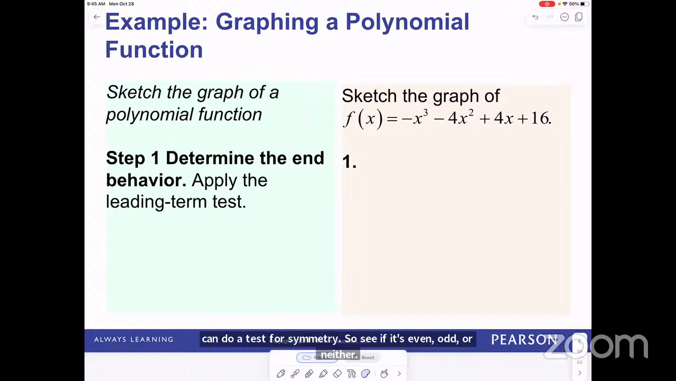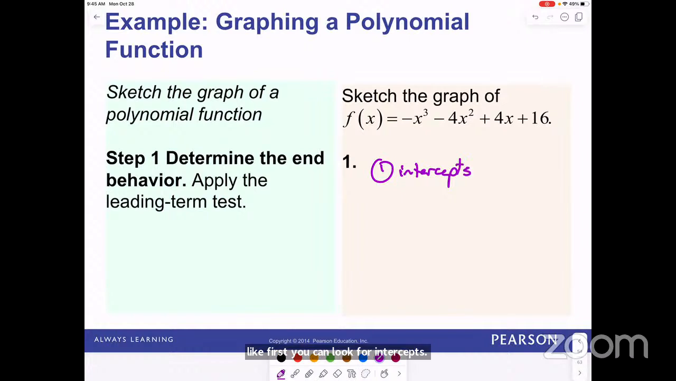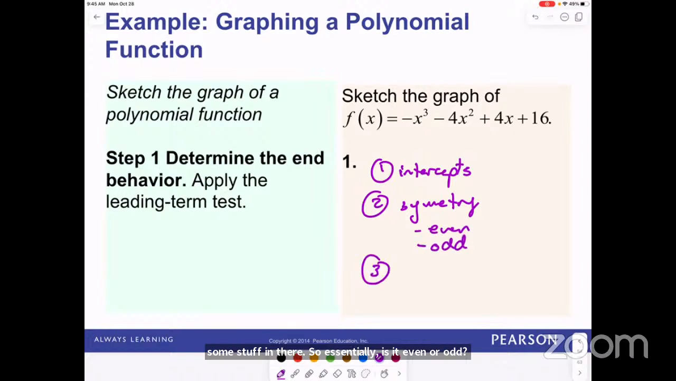We can use the leading term test. I should write this down. Just a brief outline: first, you can look for intercepts. Second, you can do a test for symmetry, so essentially, is it even or odd? Then we can use the leading term test. And then a few additional points.